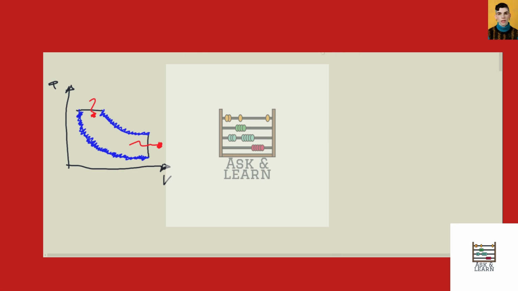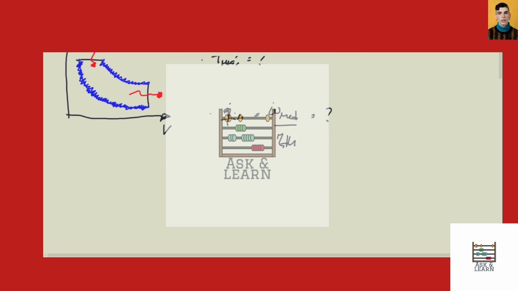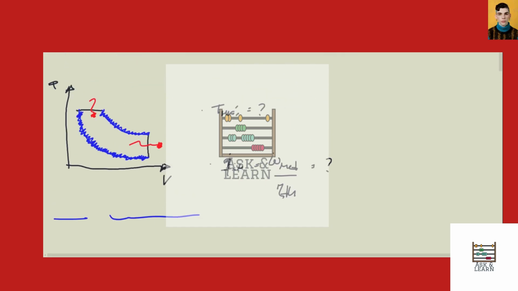And we want to know what is the maximum temperature of the cycle and what is the input rate of heat of this cycle. Well, the input rate is just the net power divided by the thermal efficiency. Therefore, these are the two main things that we have to calculate in this problem. Let's begin with the temperature. What is the maximum temperature of this cycle?